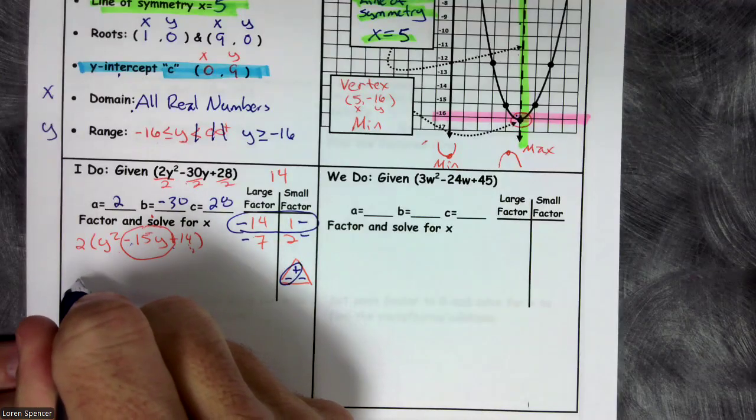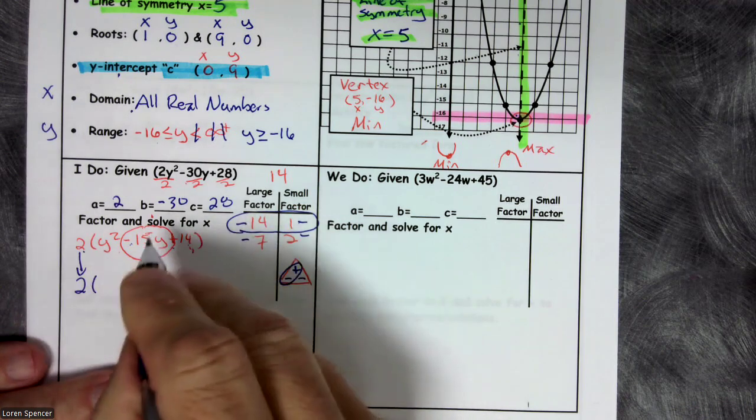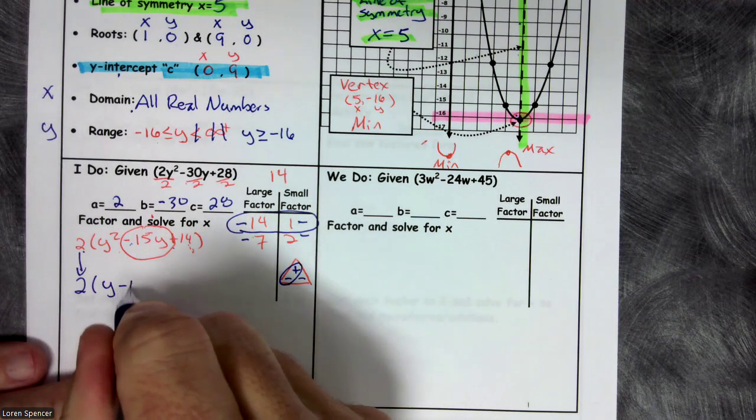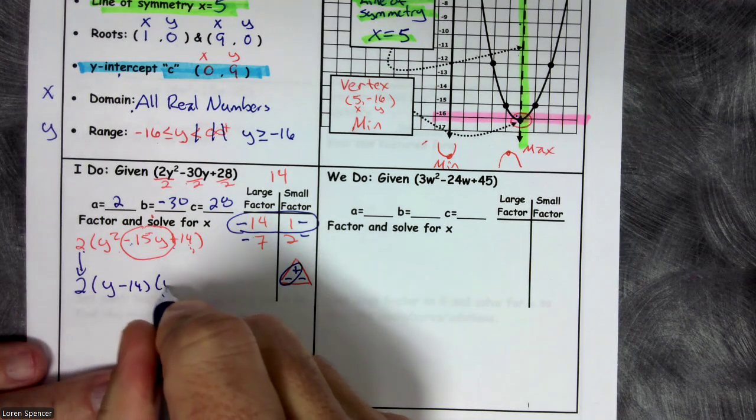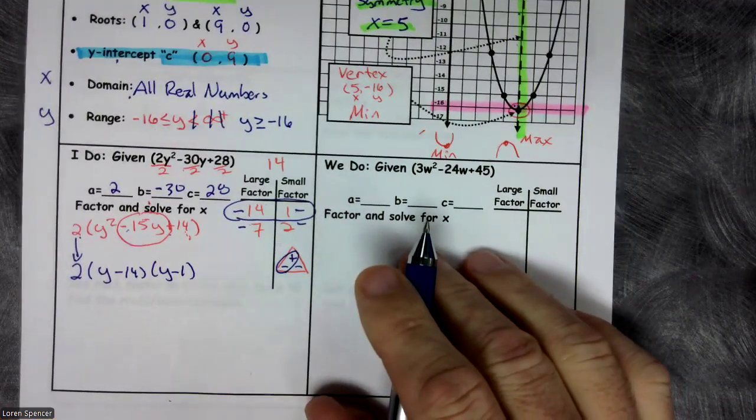So this is going to be 2. Don't want to forget about that 2. We need to bring it straight down. And then we're going to have y minus 14 and y minus 1. And that will be our work for that one.